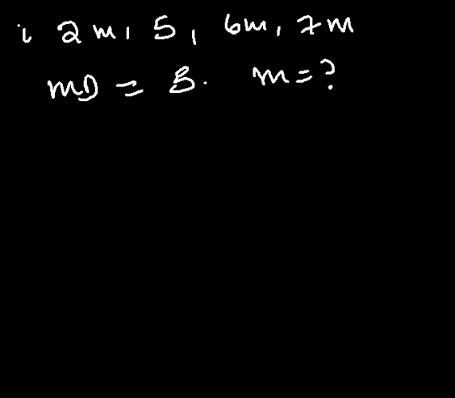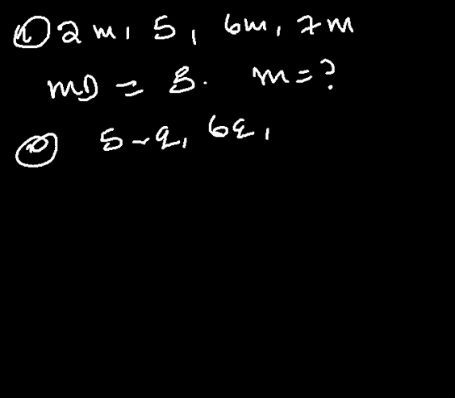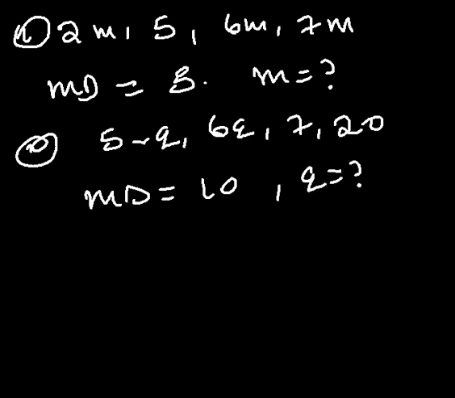Try to do that. And let's say we have the set of data which is 5 minus q, 6q, 7, and also 20. And given that the data has a mean deviation of 10, what do you think is the value of q, if that is the case? So try that one.